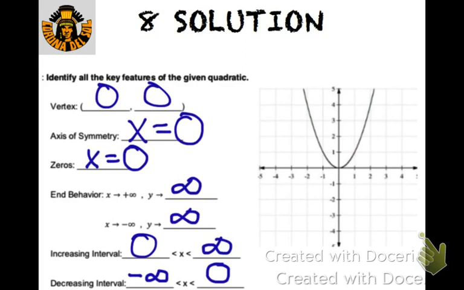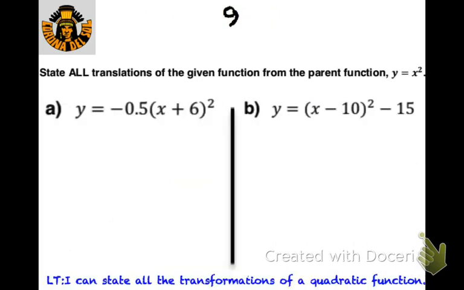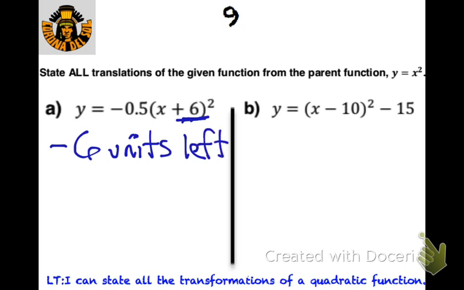All right, so next one, this is describing kind of what's happening to the graph. What are the transformations? Well, this right here, the +6, when it's inside the parentheses, that's affecting the x's. So this is going to be 6 units to the left. So you can say it's shifted 6 units to the left. For right now, I'm just going to say 6 units left, just abbreviating a little bit.